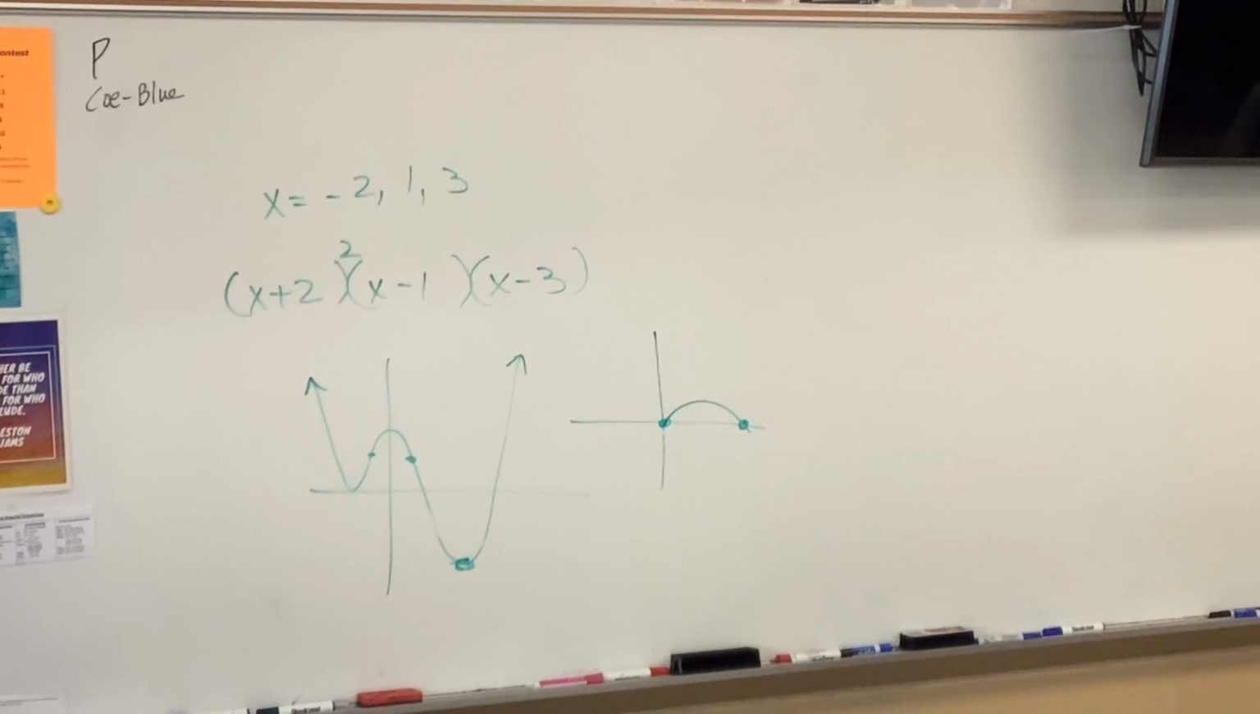And then what happens at 3? At 3 it bounces off, and that means the factor has an even power. So that's behavior for a squared or fourth power factor.